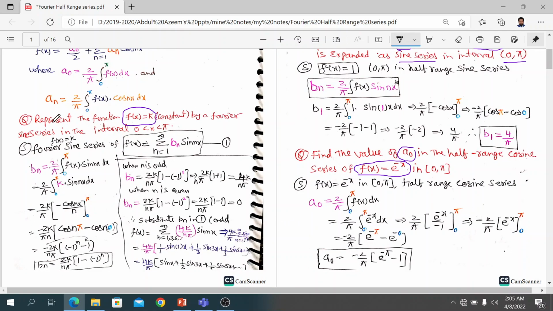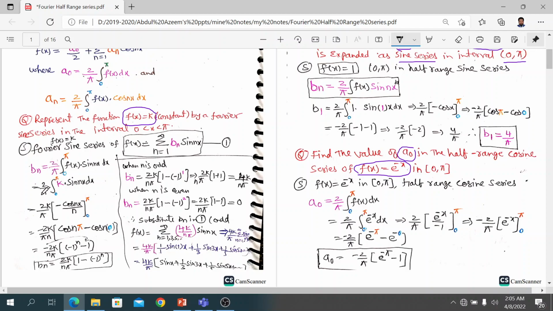Now first question: represent the function f of x equals k, a constant, by a Fourier sine series in the interval 0 less than x less than pi, that is, interval 0 to pi. F of x is given as k. Fourier sine series is f of x equals sigma n equals 1 to infinity bn sine nx. So we have to find this bn. The bn formula is 2 by pi integration 0 to pi f of x sine nx.